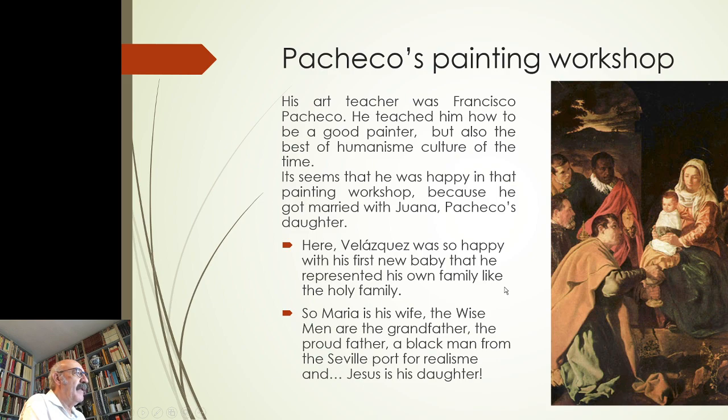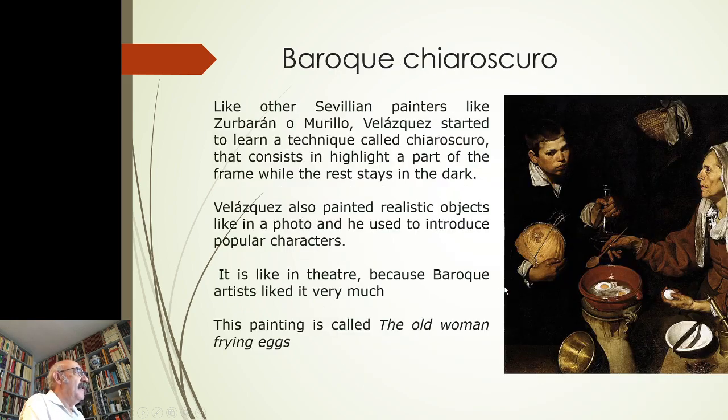Okay, good. And this is a really awesome painting. So this is a normal scene in the Velázquez time. This is an old woman. This is frying eggs. This is a boy, and if you look closely, you can see the eggs. You can see the eggs here. Okay, good, very good.